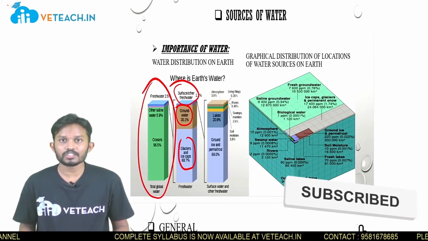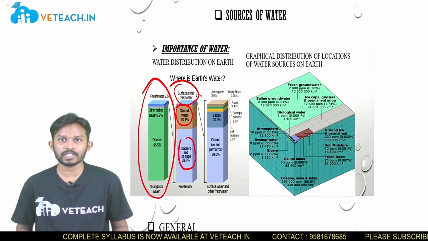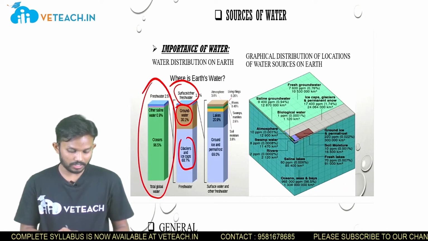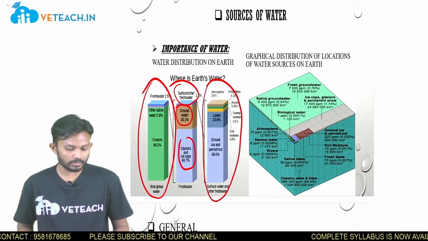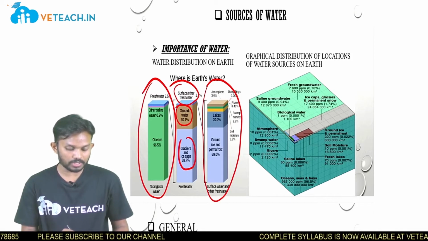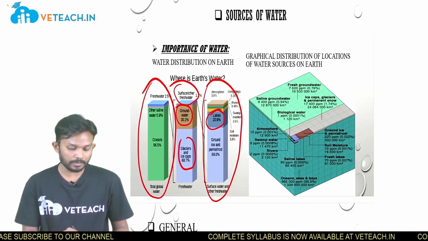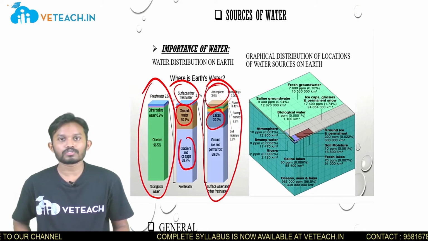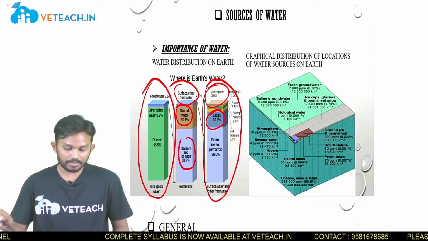By this we can assume that the surface water or freshwater we are consuming or supplying to the public is a very small percentage. Within that 1.2%, we can see that ground ice and permafrost account for 69% and lakes account for 20.9%. The remaining 3% is from the atmosphere, rivers, soil, or living things. We can categorize based on that. So this is the graphical distribution.